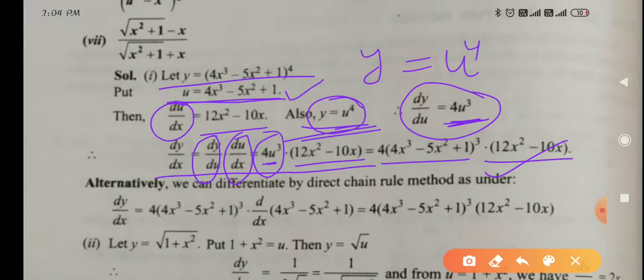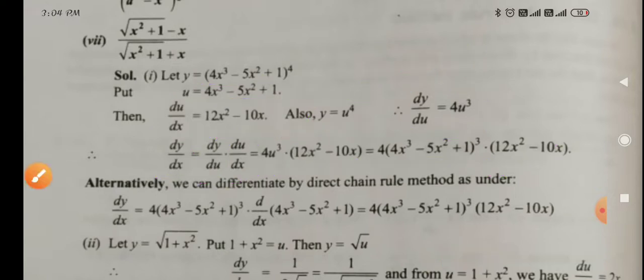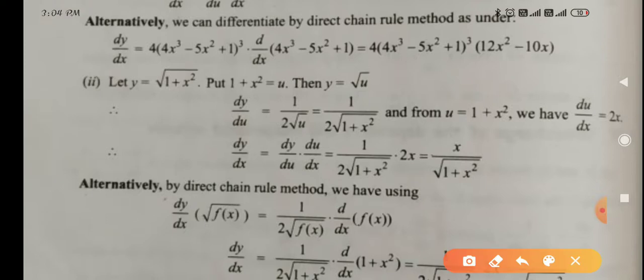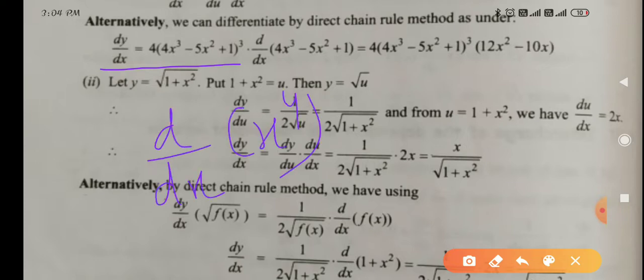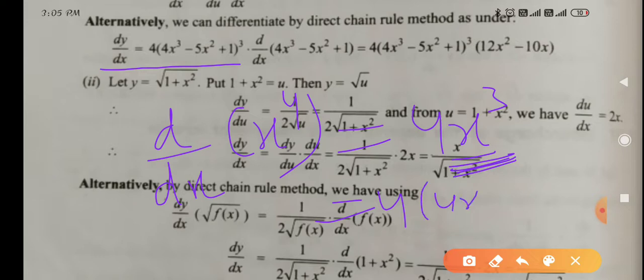One more, direct chain rule also you can apply. Alternatively, they are giving, you can see here, dy upon dx equals 4 into (4x cube minus 5x square plus 1) to the power 3. So it means that directly they are taking d upon dx of x to the power 4, so 4x cubed, that is 4 into (4x cubed minus 5x square plus 1) to the power 3.